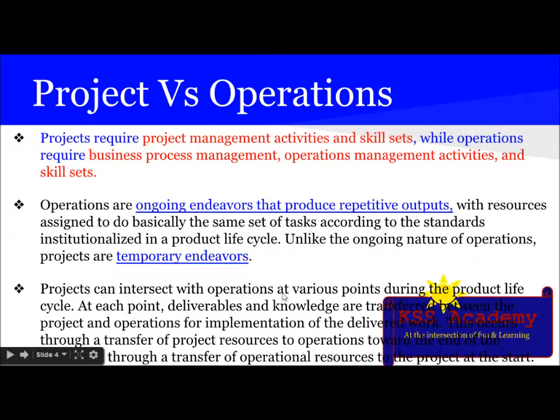Projects can intersect with operations at various points during the product life cycle. At each point, deliverables and knowledge are transferred between the project and operations for implementation of the delivered work. This occurs through a transfer of project resources to operations towards the end of the project, or through the transfer of operational resources to the project at the start.